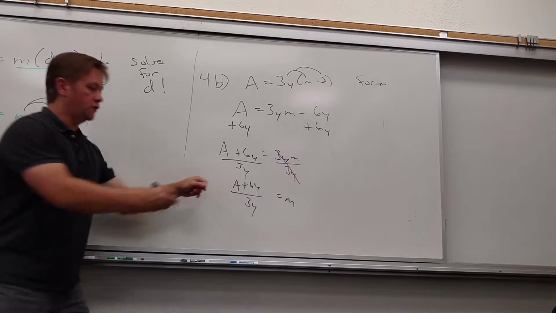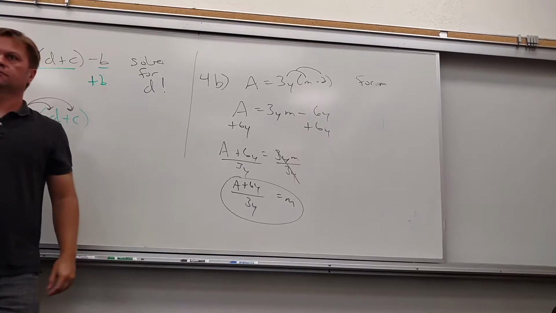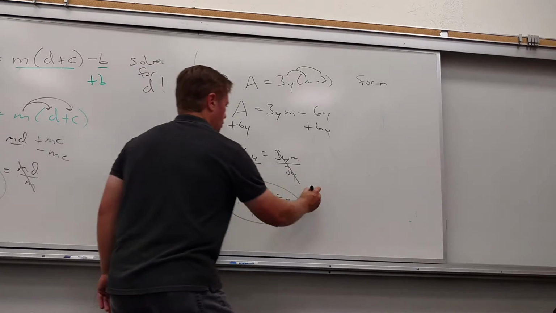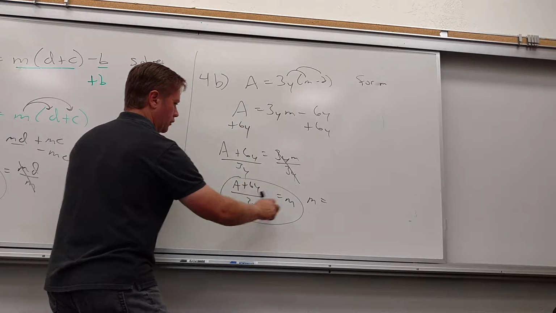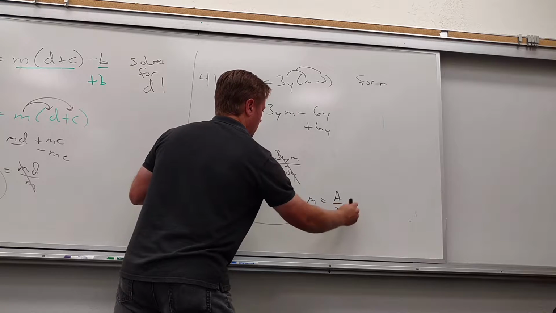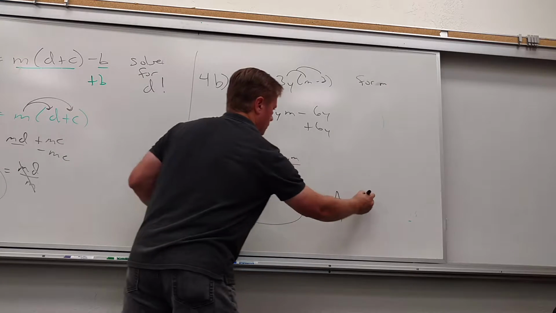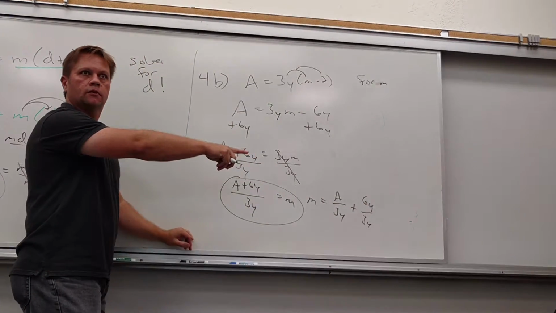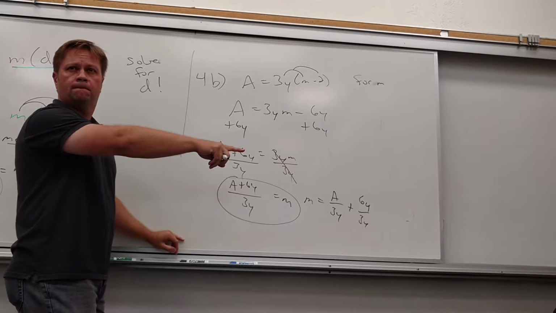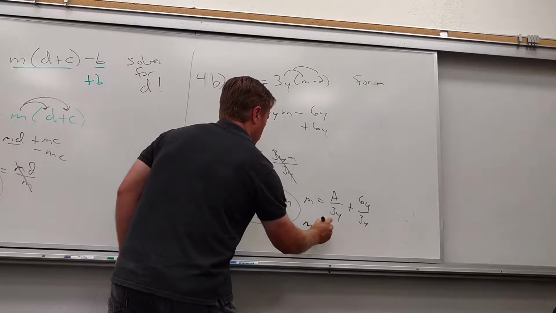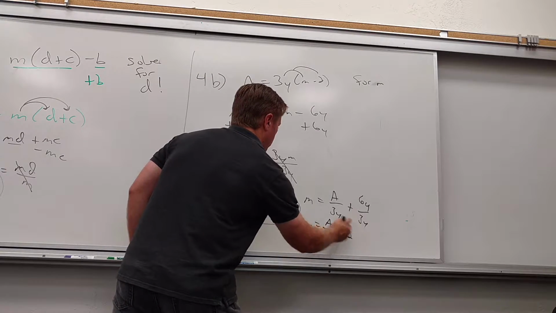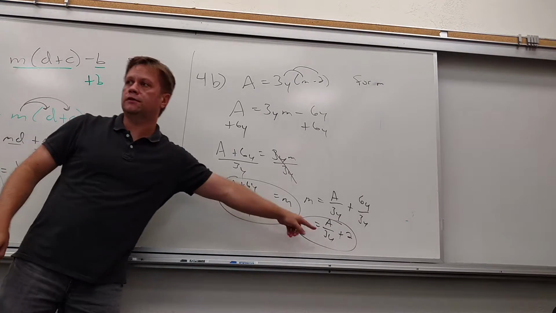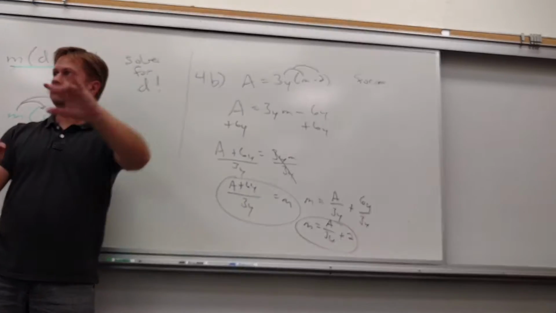Now just to go one step further, if you do this, you're perfectly fine. You can stop right there, right? But just to show you, you could say M equals A over 3Y plus 6Y over 3Y, because both of these are being divided by 3Y. And what's 6Y divided by 3Y? 2. I want to show you that because that's what I got on the answer key. But if you got this, you're fine. These are the same thing, just rewritten.